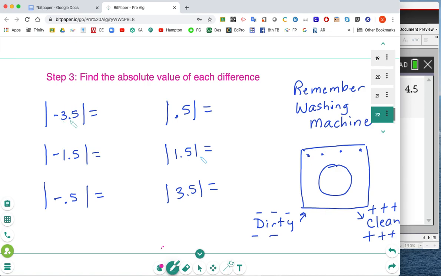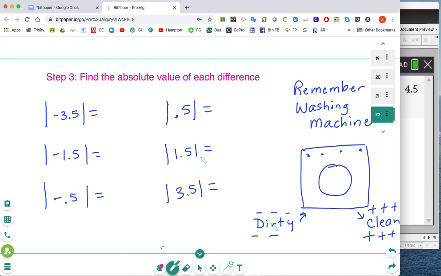Now, when we're talking about the absolute value, what we're talking about is really how many steps away from 0 is this number. We don't want to know what direction, so we don't care whether it's positive or whether it's negative. We're just trying to figure out how far away from 0 this number is. But one of the easiest ways to do absolute value is to remember the washing machine.